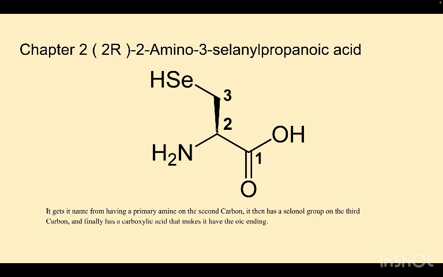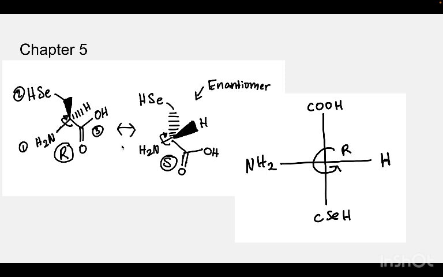And also on the second carbon, we have the amino group, which is the amine right here. And on the third carbon, we have selenopropanoic. We have the seleno group, which then becomes the propyl, which is right here, the 3 carbons. And the reason why it says oic is because of the carboxylic acid. And as I mentioned down here, the carboxylic acid makes it have the oic ending. Then we have the reasons how we got the R, which I mentioned before.